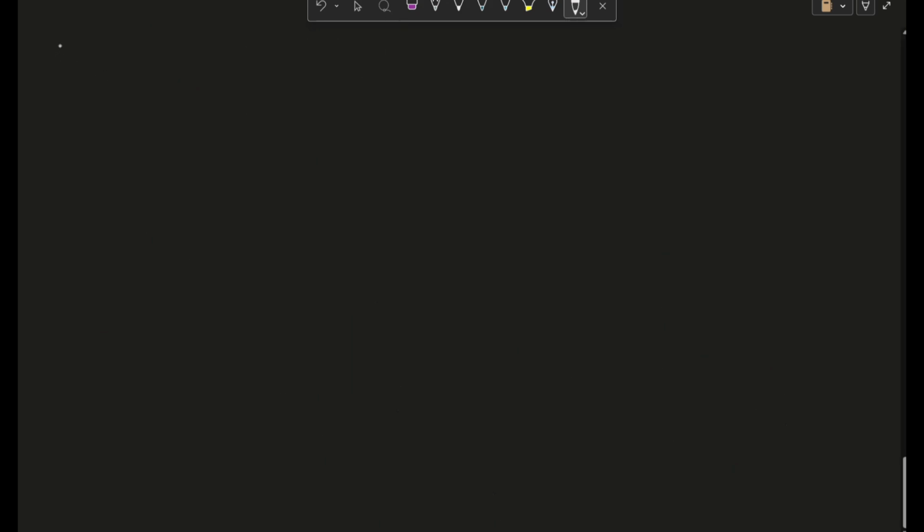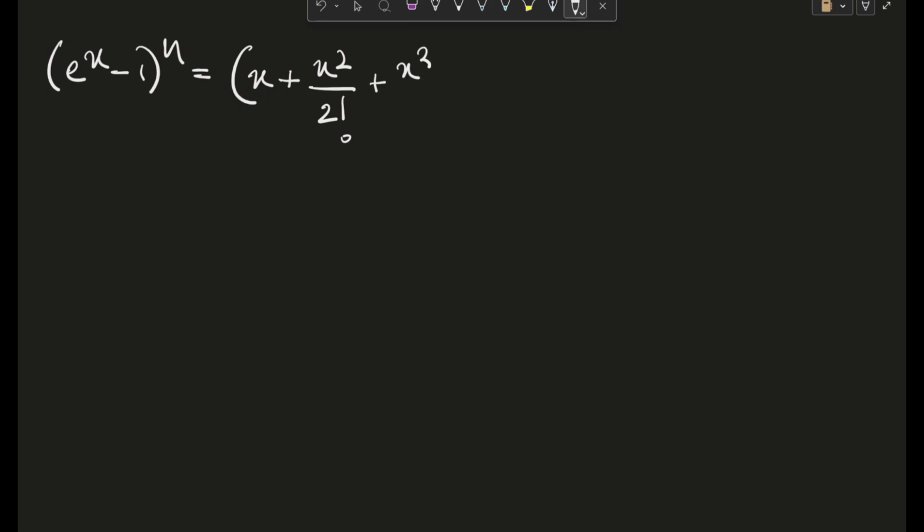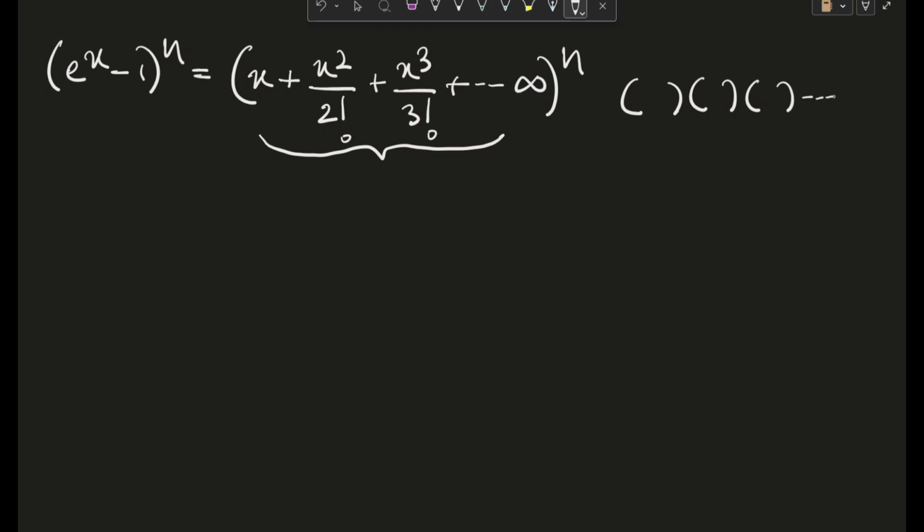So basically our (e power x minus 1) whole power n, if we want to expand it using our expansion, this will be (x plus x square by 2 factorial plus x cubed by 3 factorial, and this goes up till infinity) whole power n, right? Now notice one thing, this expression you can write in n number of brackets one after the other, right? And these n number of brackets actually make that power n. Pretty clear. And now, one thing which I would like to tell here, listen to me carefully.